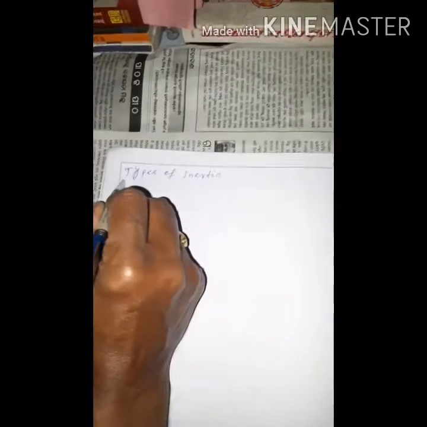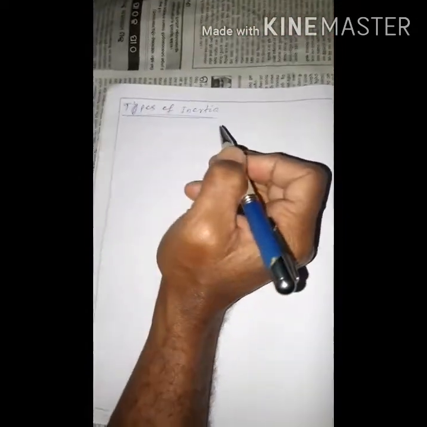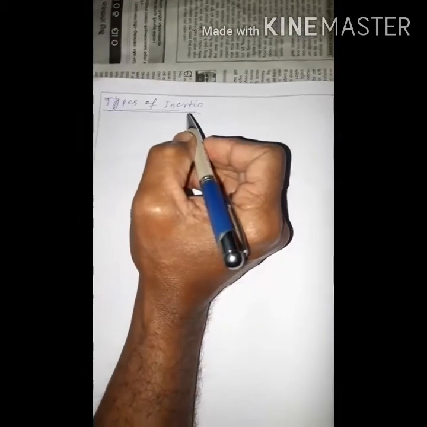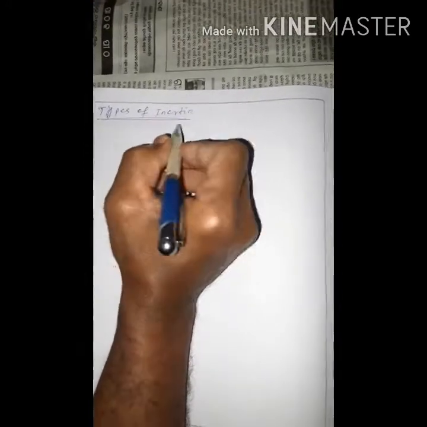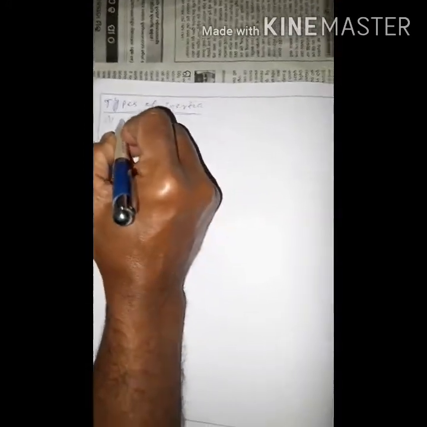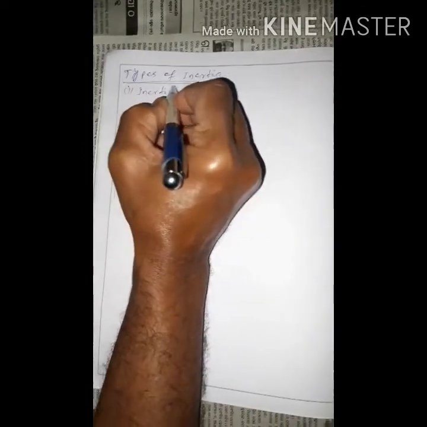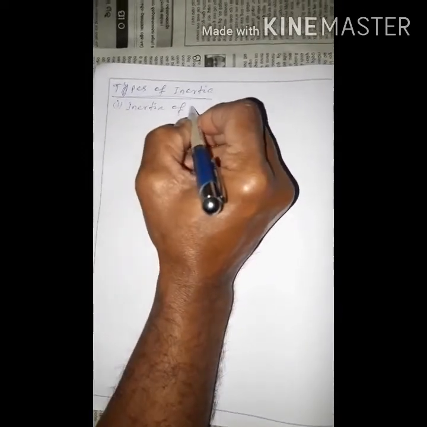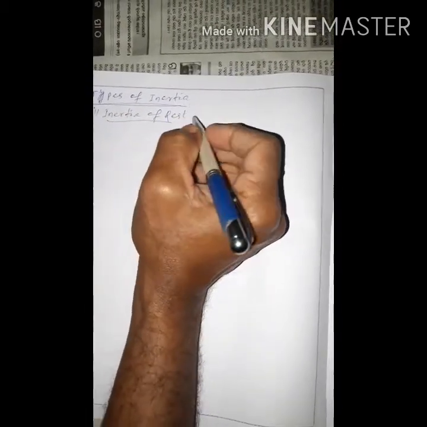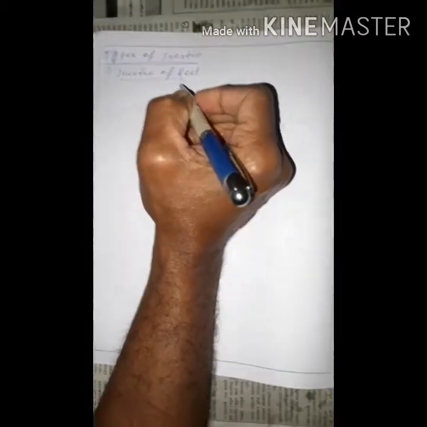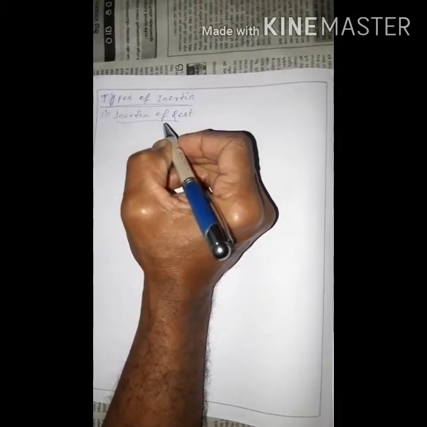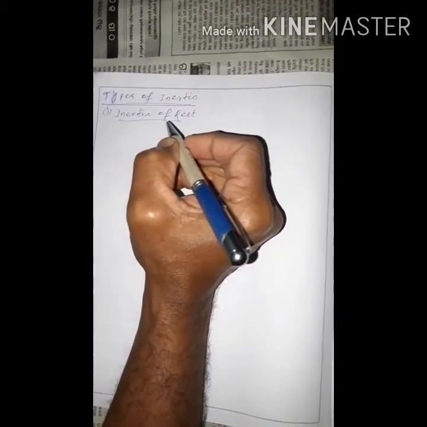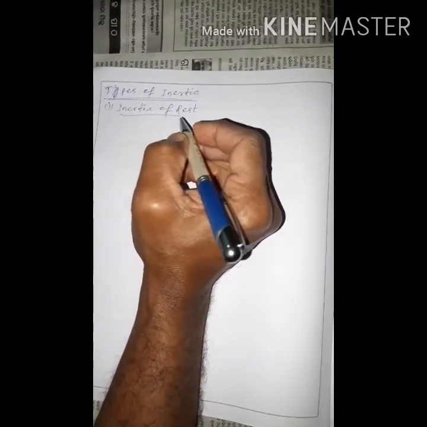Types of inertia. Inertia is divided into three types. First one is inertia of rest. The tendency of a body to oppose any change in its state of rest is known as inertia of rest.